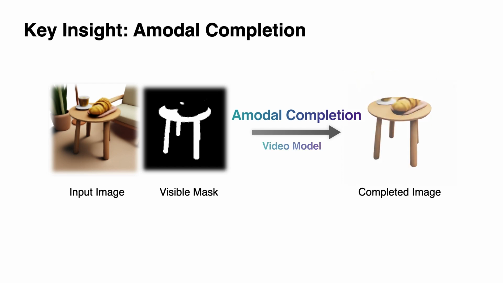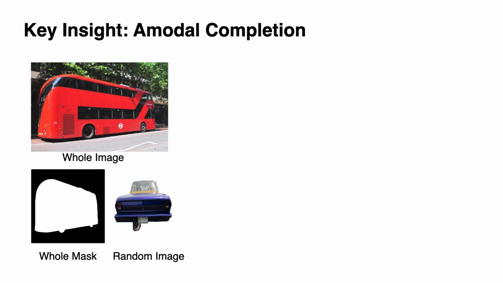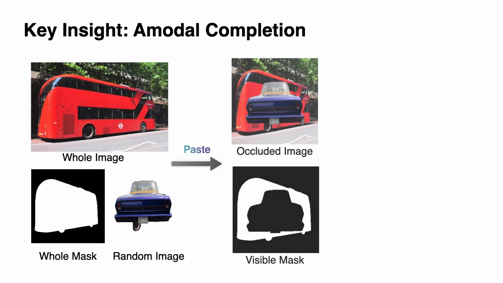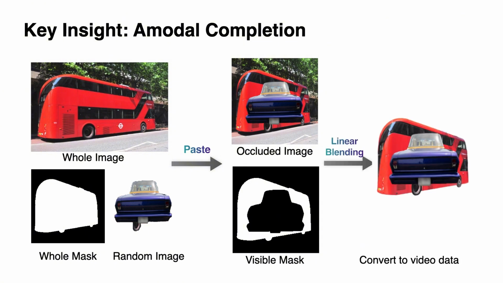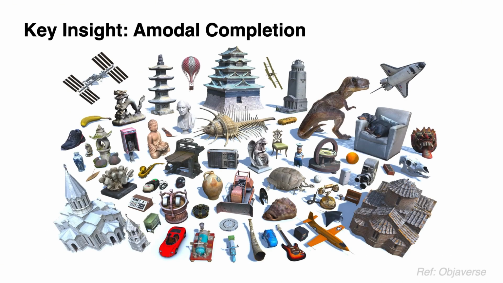We treat the all-modal completion process as a temporal transition video effect. Unlike traditional image inpainting, all-modal completion requires the input of visible region masks for the occluded objects. Here we show an example of constructing the dataset. Given an input image and whole mask, we randomly select another image to paste on the input image, thereby obtaining an occlusion image and visible region mask. We employ linear blending techniques to transform the construction process into video data.